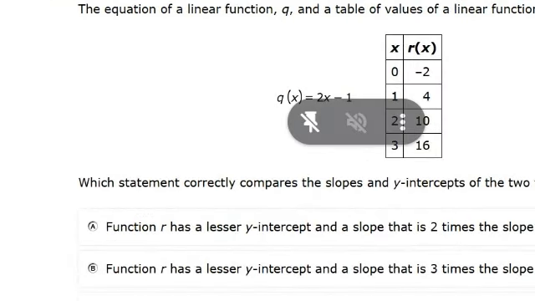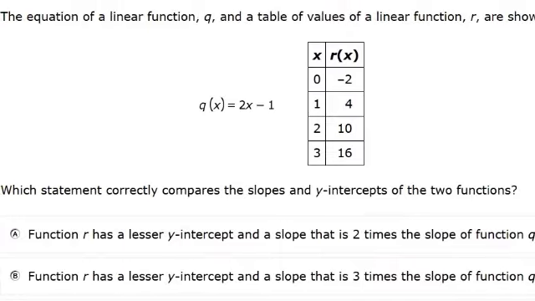The equation of a linear function. Function R has a lesser y-intercept and a slope that is 3 times. Slope is 6. No, lesser y-intercept. So Q and R are given. R's y-intercept is negative 2. Slope for R is how much? 6. Good. So 3 times. Yeah, that is correct.